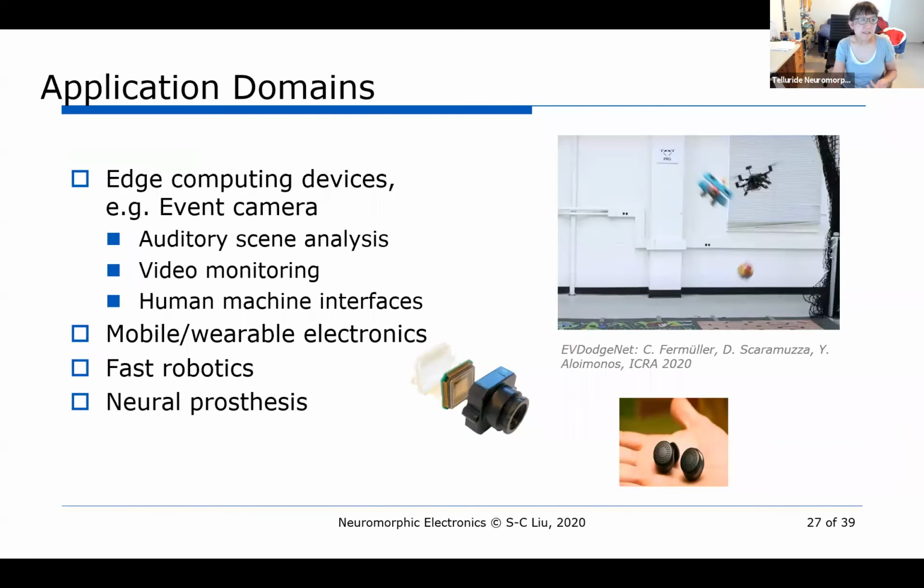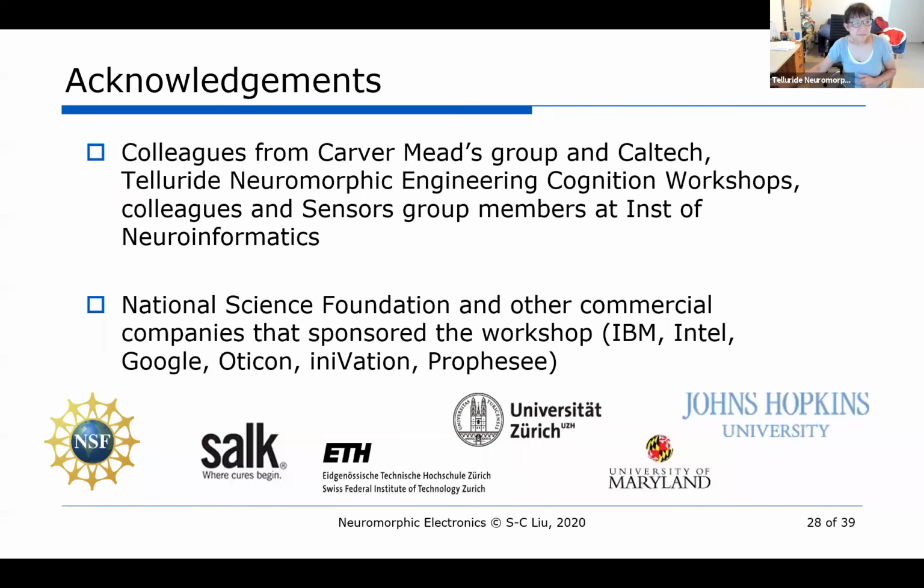And the application domains are in edge computing devices, for example, the event camera, and the cochlea can be used for auditory signal analysis, video monitoring, human-machine interface. That's for mobile wearable electronics, fast robotics. Here's a nice little video, EV-DodgeNet, that you should look up on YouTube. It's a drone carrying an event camera trying to dodge a basketball. Okay, and also other places are neuroprostheses.